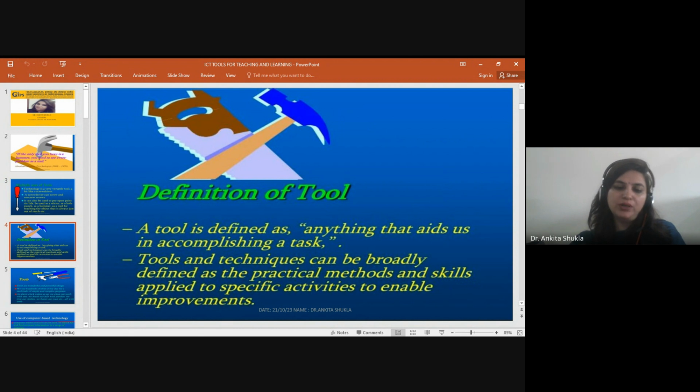ICT is a broad and comprehensive term which comprises information technology and communication technology. Information technology includes radio, television, computer, internet, teleconferencing, and mobile technology. All these information technologies are powered by mainly two types of communication technologies. These are satellite-based communication and terrestrial-based communication.